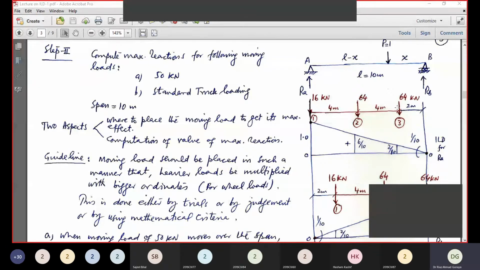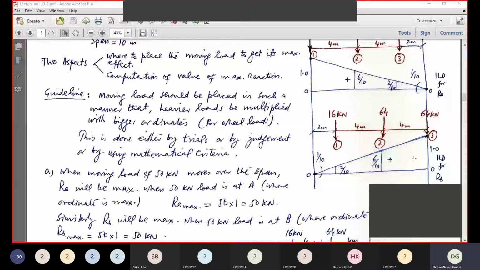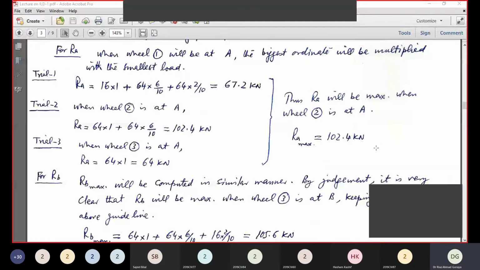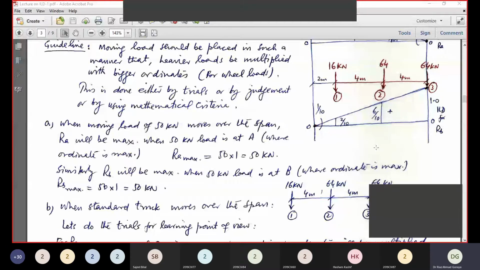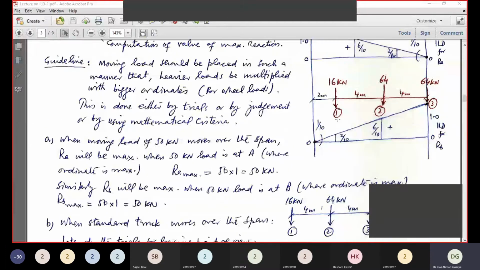The only thing is to have proper understanding. Similar procedure will be done for wheel for RB. Again we will, इसमें भी, इसमें खैर हम डायरेक्ट जजमेंट लगा सकते हैं, आप ट्रायल करना चाहें तो कर सकते हैं। ट्रायल 1 क्या होगा? That doesn't make any sense when wheel 1 is at B.